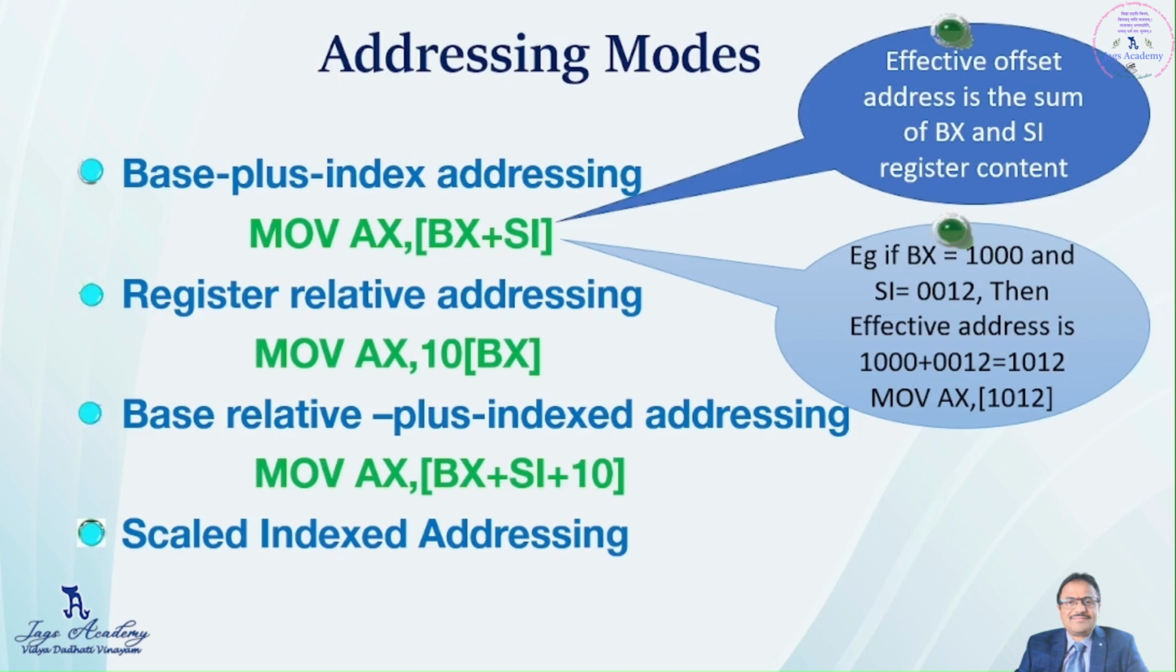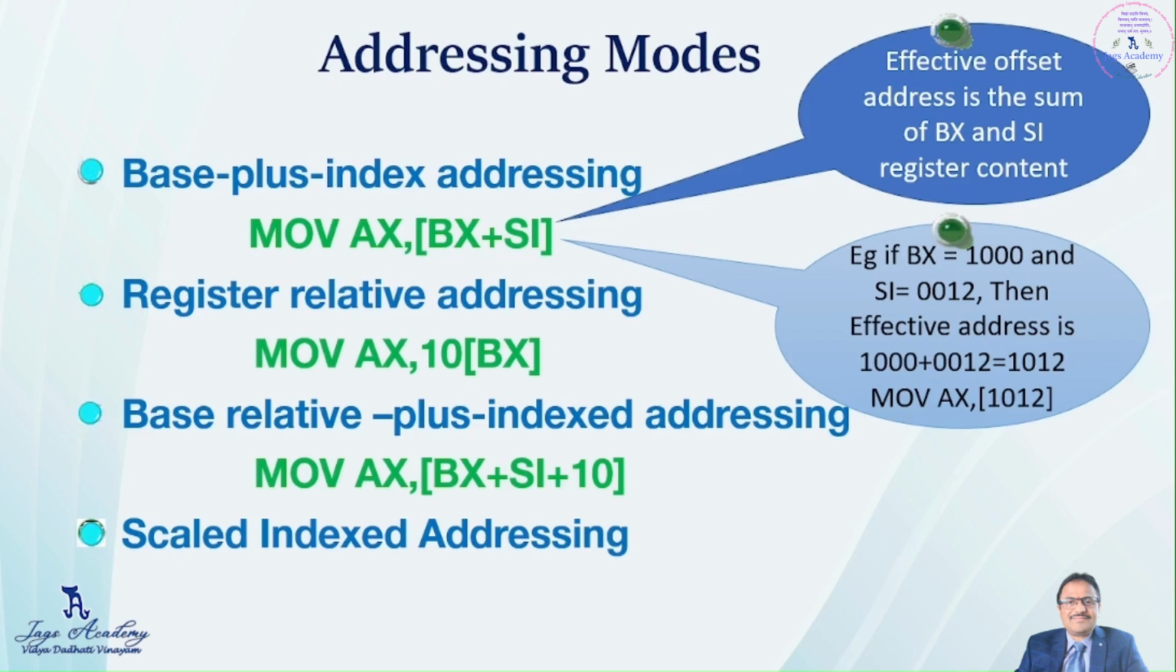Suppose your BX register content is 1000 hexadecimal and the SI register content is 0012. Then what is the effective address? The effective offset address from which the microprocessor will read the data from the memory to the AX register is the addition of this. That is 1000 plus 0012, that is 1012. The same instruction becomes equivalent to MOV AX, within the square bracket 1012. Understood this?